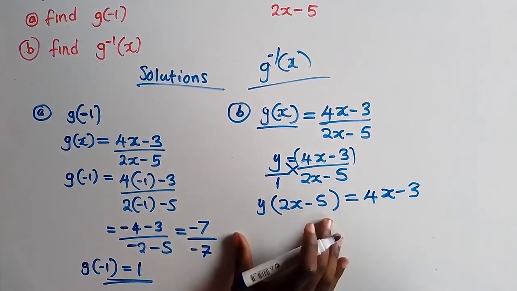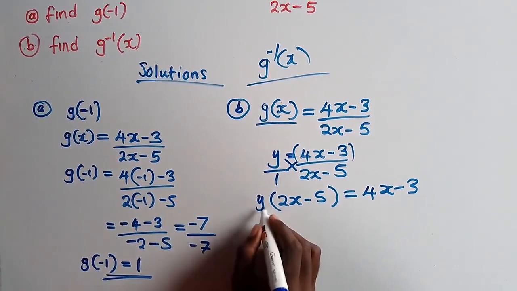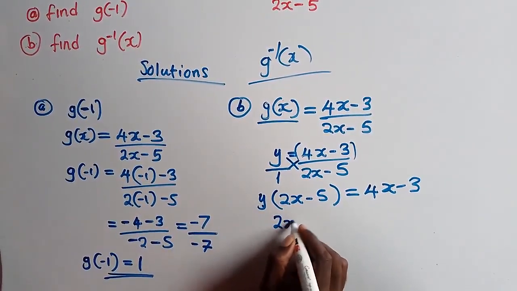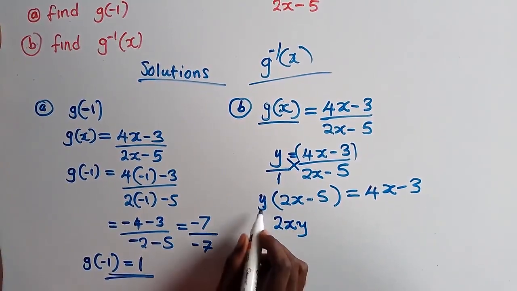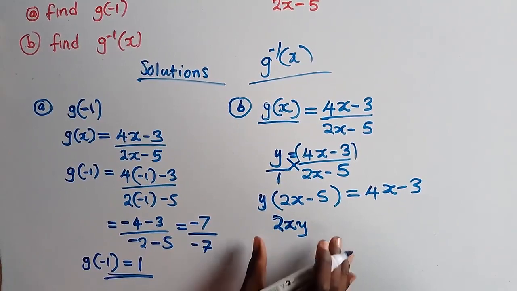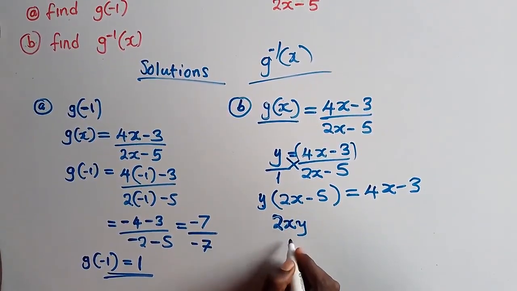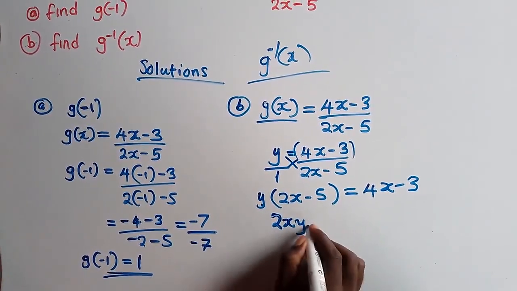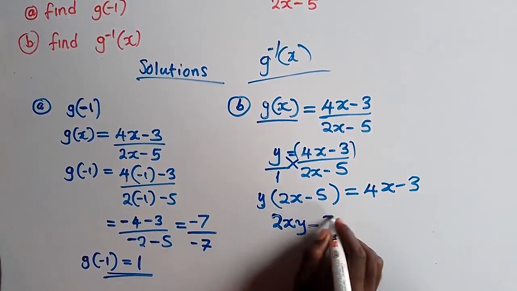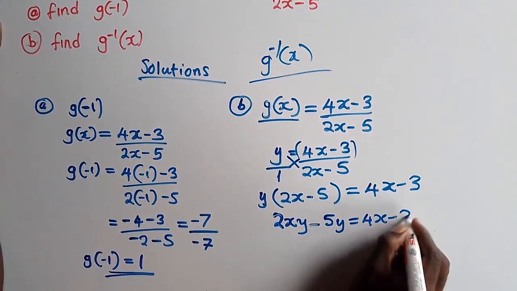Then after you reach here, you start multiplying. y times 2x, it's 2xy. So you cannot say y2x. You start with a number, then the way letters are in alphabetical order, that's how you write them. So you cannot say 2yx, no. You start with 2xy minus, then you say y times 5, it's 5y, which is equal to 4x minus 3.